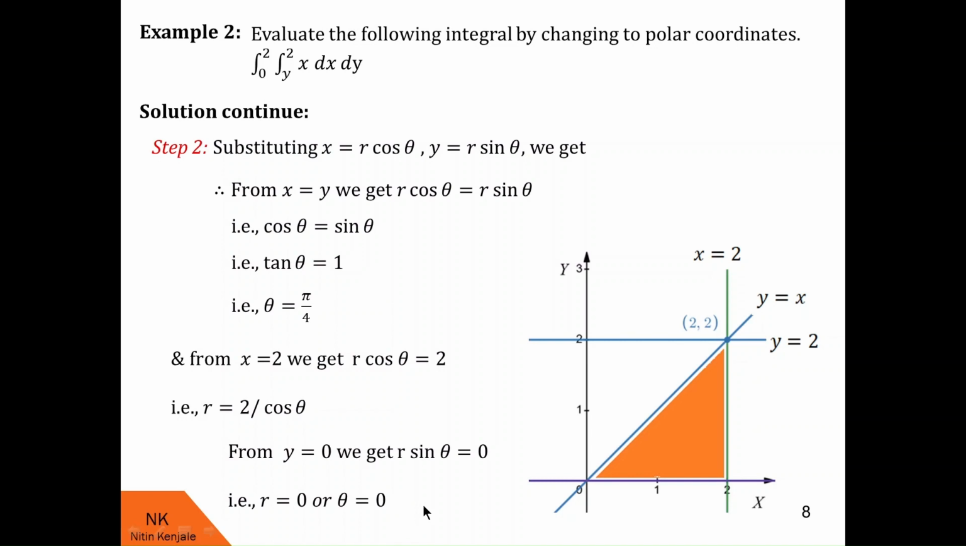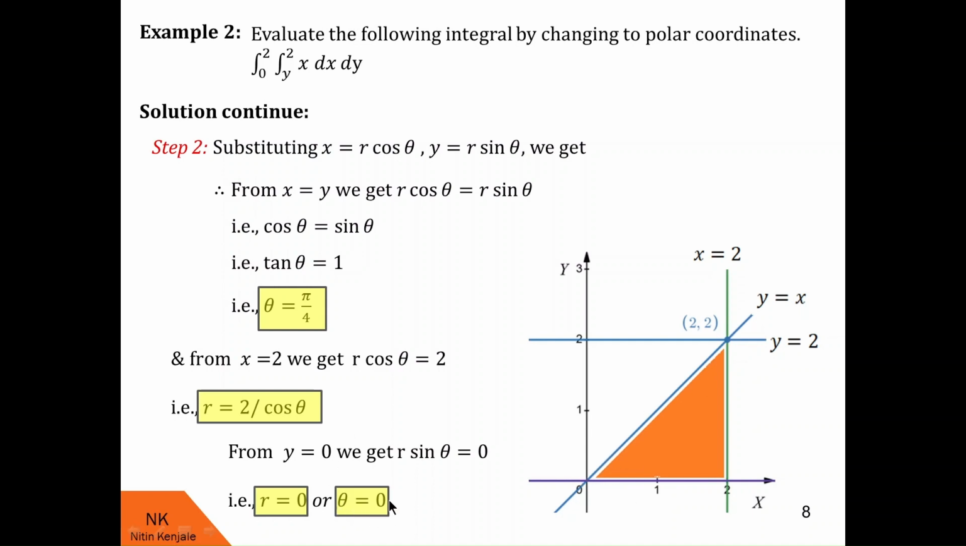Finally, we get all the limits for r and theta. So we see r varies from 0 to 2 by cos theta and theta varies from 0 to pi by 4. You can clearly observe this from this region of integration. Theta is varying from positive x-axis to this line y is equal to x. On positive x-axis theta is 0 and on the line y is equal to x, theta is pi by 4.